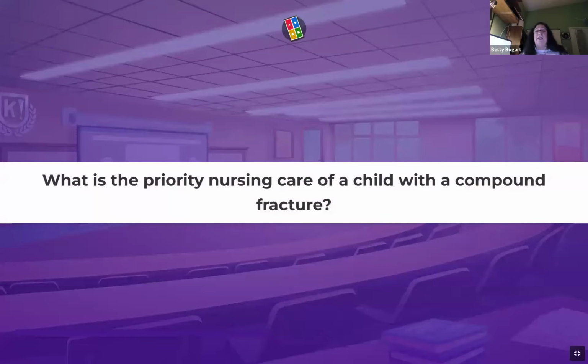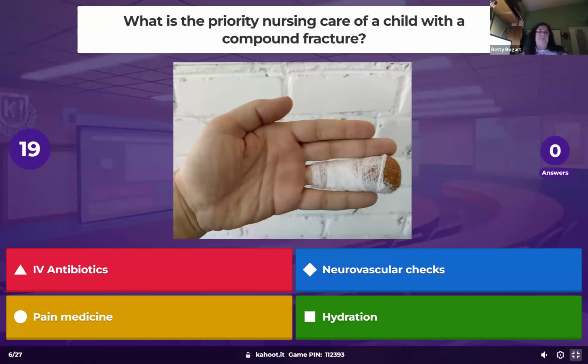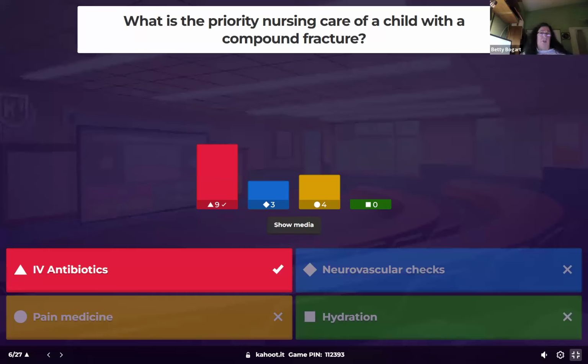What is the priority nursing care of a child with a compound or an open fracture? What is our concern with an open fracture? Our biggest concern with an open fracture is the possibility of osteomyelitis. Your priority is IV antibiotics. Okay, nursing care.